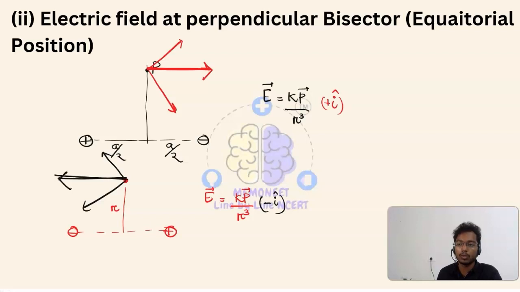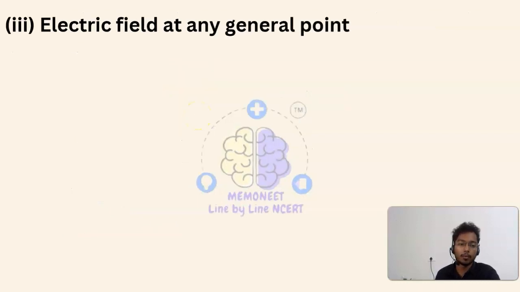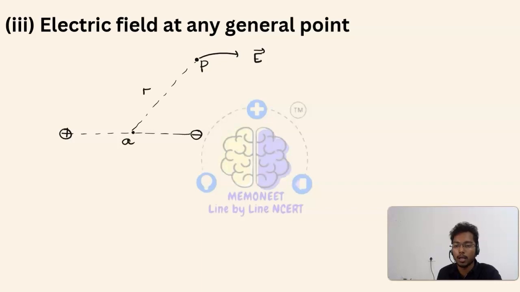Okay, any general point. Let's say we have a positive charge here and a negative charge here, separated by distance a. We have to find the electric field at this arbitrary point. Let's say this is point P, and we have to find the electric field here. So the point P from the center is situated r distance away, and this is angle theta.